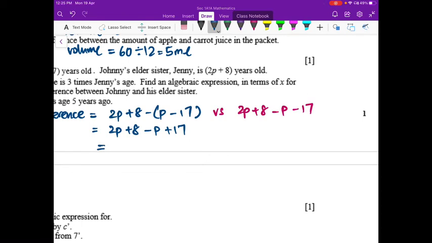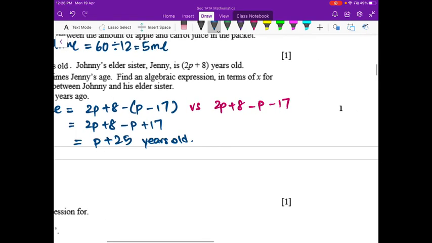Okay, let's continue. 2p minus p. 2p minus p is p. 8 plus 17. 25. So this is the difference in their age. It is p plus 25. Okay, compare that to the red one. P minus 9. They are not the same.